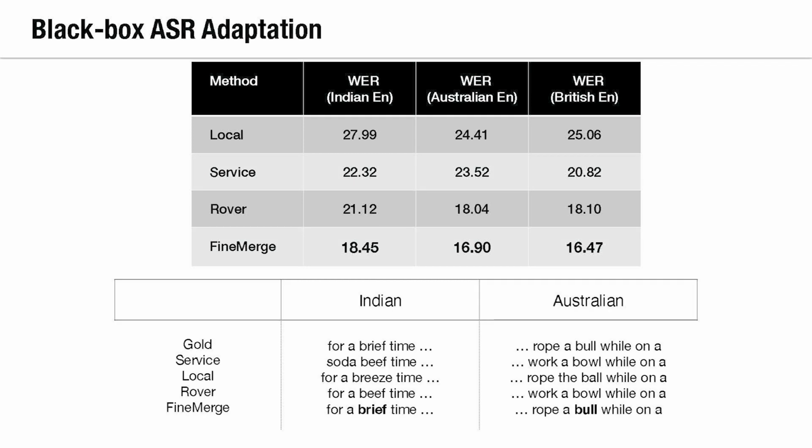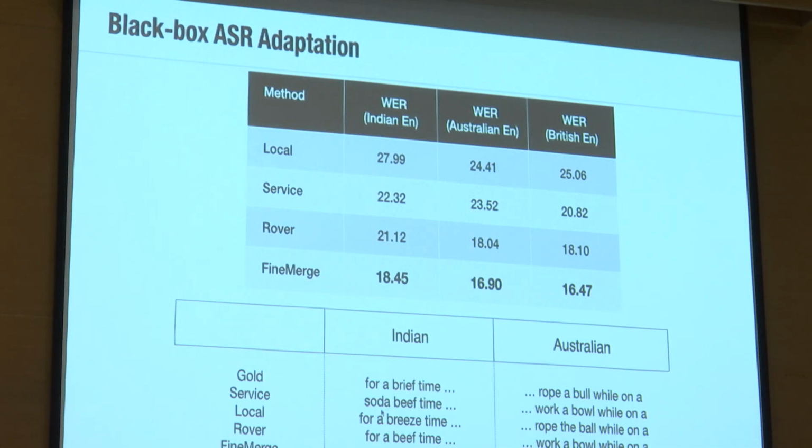And so here you can see some anecdotal examples. So if the prediction from our service was soda beef time, and our local ASR said for a breeze time, while the reference is actually for a brief time, then fine merge is actually able to merge breeze and beef to make it brief, okay, if that makes sense. And similarly, you can see here as well that it's able to do this kind of fine-grained merging and recover the correct word. Okay, so maybe I'll stop at this point and quickly ask if there are any questions before I move to another problem.